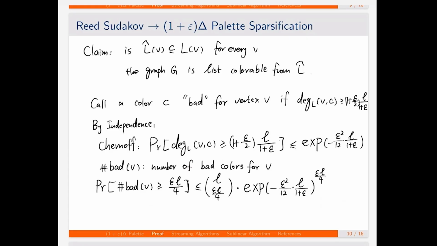Okay, so note that the right hand side of the inequality is the case where each color being bad for vertex V are independent events. So that's when we can take this to the epsilon L over 4 power. But in reality, the color C being bad for V might not be independent from the event that some other color C prime is bad for vertex V. However, if a color C is bad for vertex V, then it actually reduces the probability that the other color C prime is bad for vertex V. So this dependency actually doesn't hurt the inequality, and the inequality will still hold.